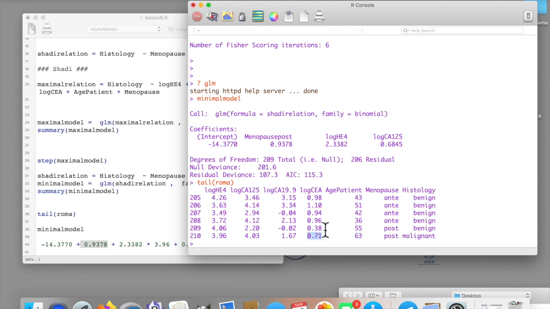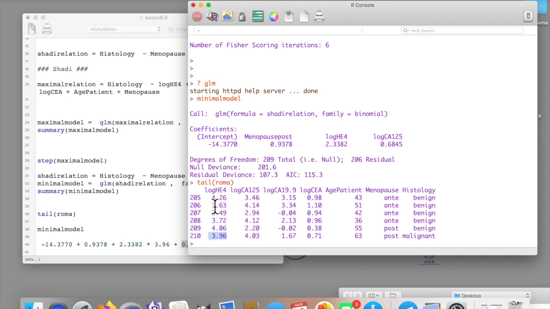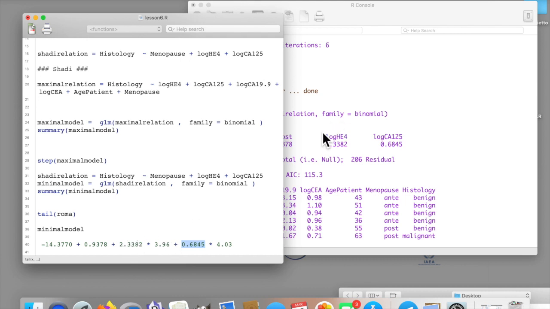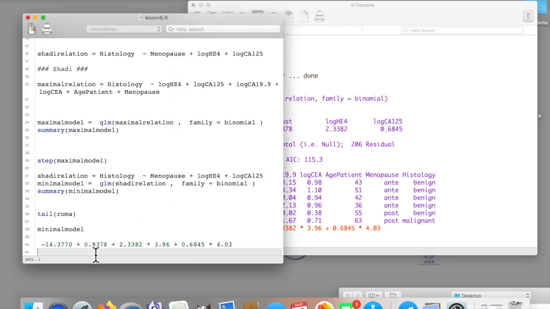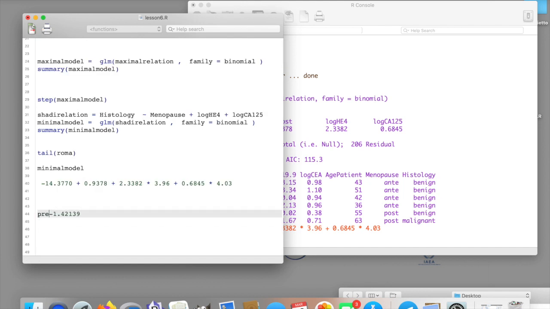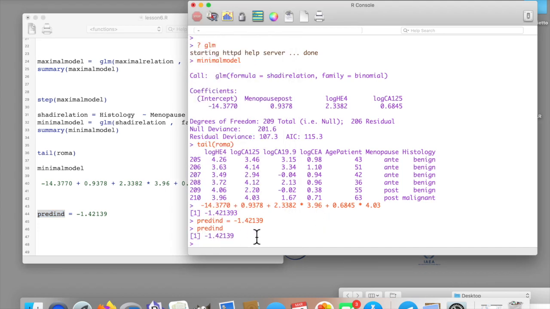She has 0.71 for the log CEA, but no matter. 1.67 for this other biomarker, no matter. 4.03 for the CA125, 4.03 multiplied by this coefficient, and lastly 3.96 for this other biomarker. So computing this number, minus 1.42 more or less, this is the so-called predictive index. But this is not a probability. This is the log odds ratio.